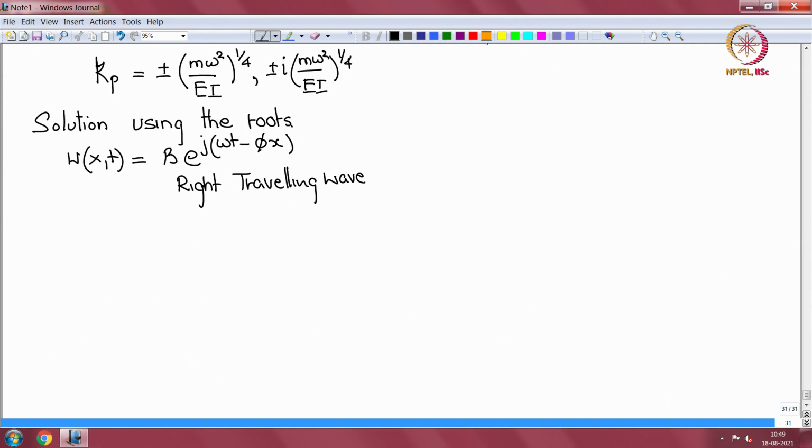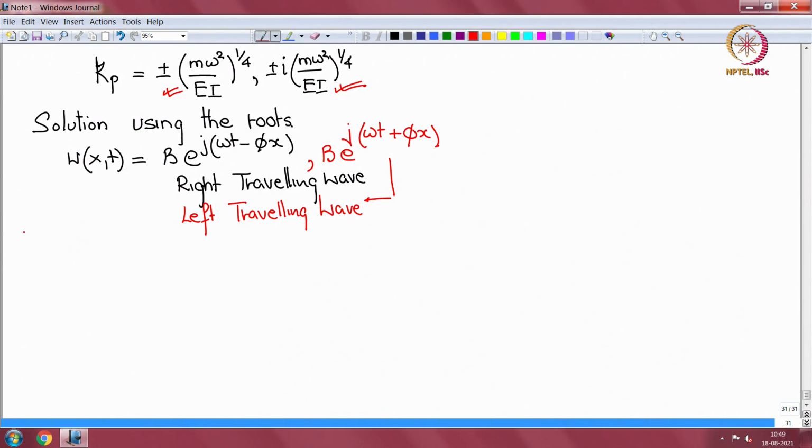Similarly, if I take the negative root over here, what I will get is b e to the power of j omega t plus phi x, and this represents a left travelling wave. So, these are travelling waves.